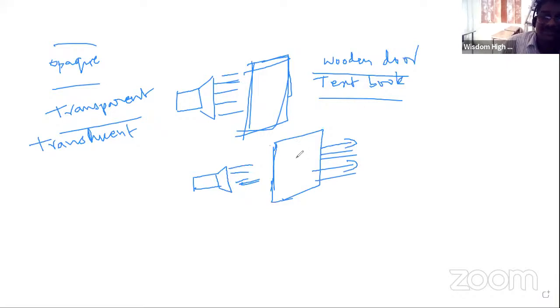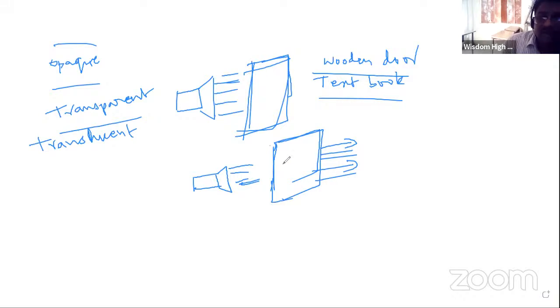Okay, transparent objects. Children, concentrate here. We discussed opaque bodies. Opaque substances, listen here. An opaque body cannot allow light rays to propagate from one side to the other. Those are said to be opaque bodies.